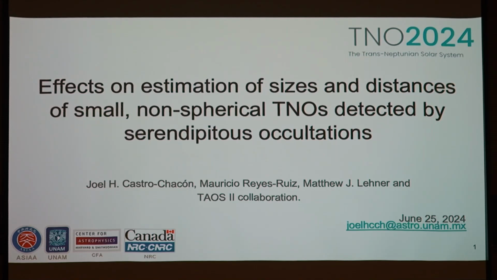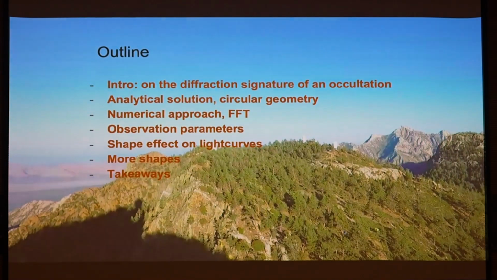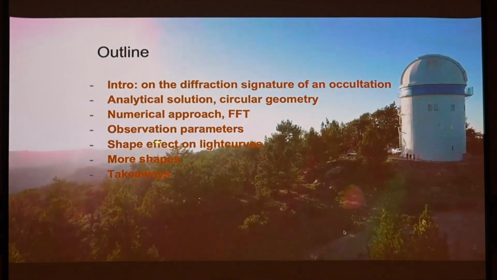All right. This is motivated, of course, by the THOR2 collaboration. The idea is to check what will happen if we include the shapes of these things that, of course, are not circular, as Matt already said. This is the outline I tried to cover in this talk.